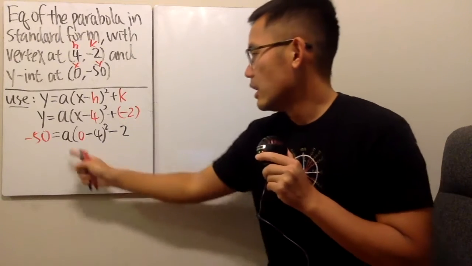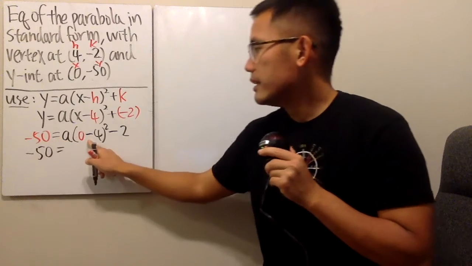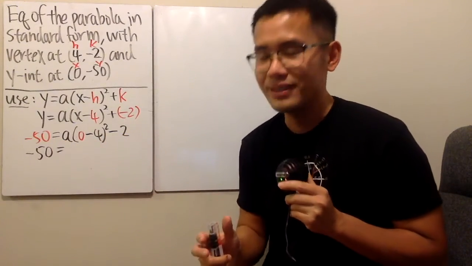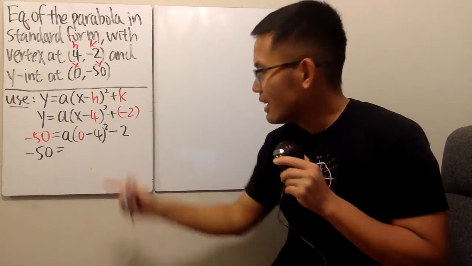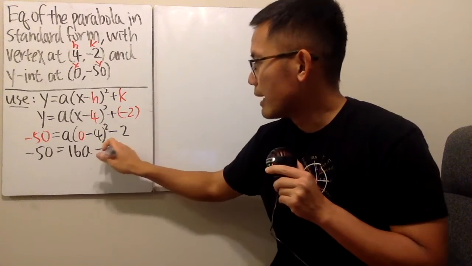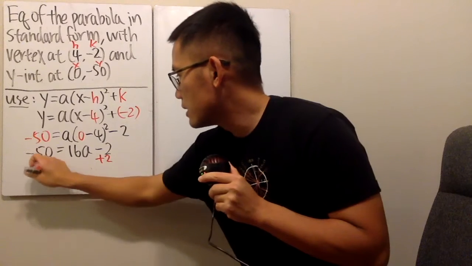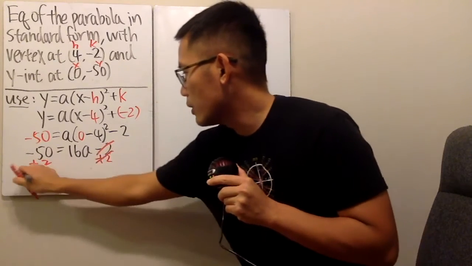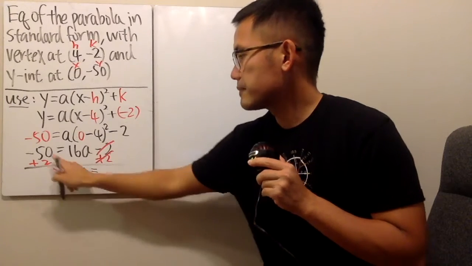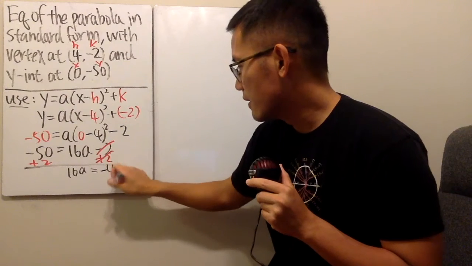Then of course we can just work this out. Have a look. Right here, we will have -50. This is -4, right? And then you square that, it's -4 times -4, which is positive 16. So we have 16 times a, and then -2 after that. Well, for this, let's add 2 on both sides. So you see, this and that will cancel. And then we will end up with 16a equals -50 plus 2, which is -48.